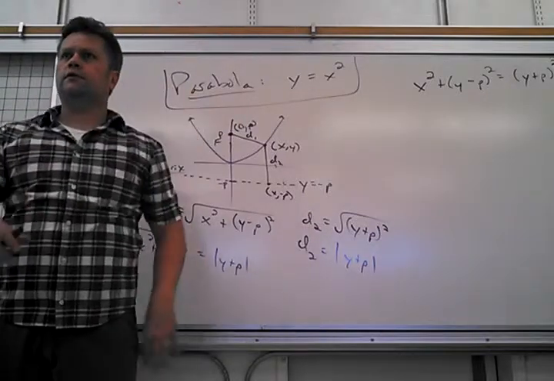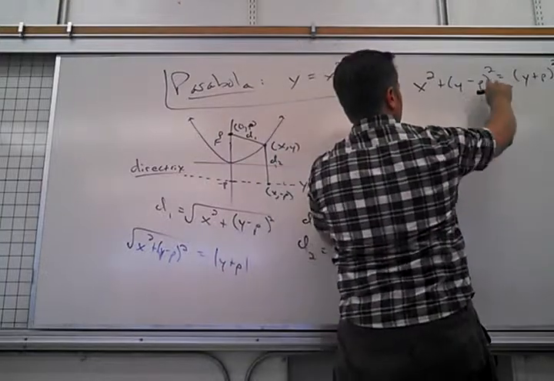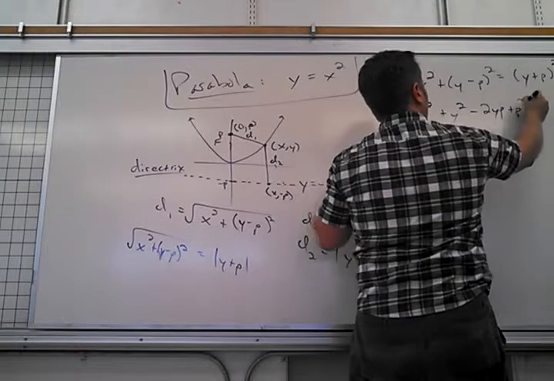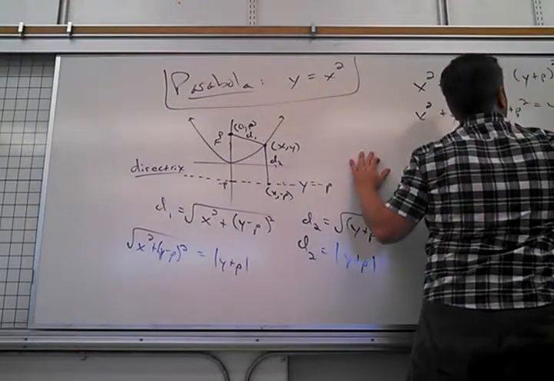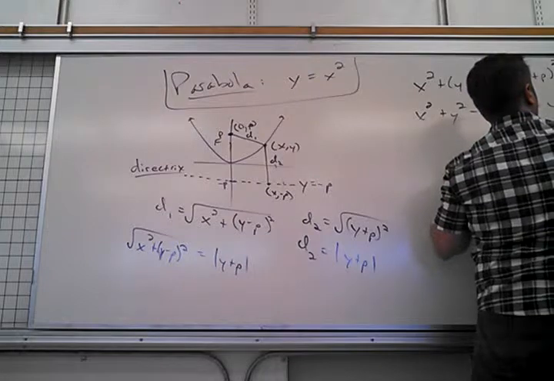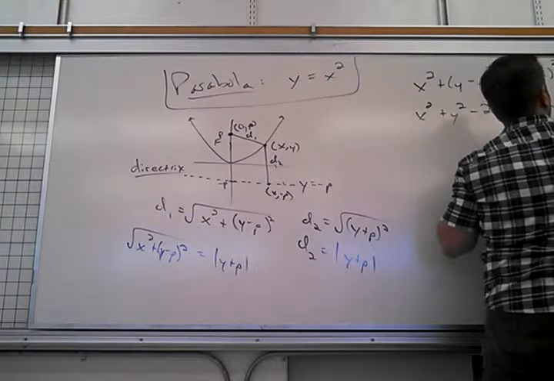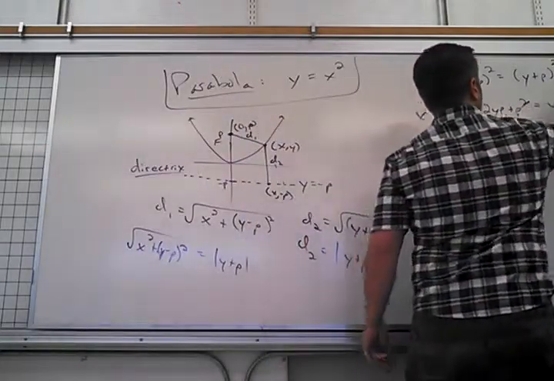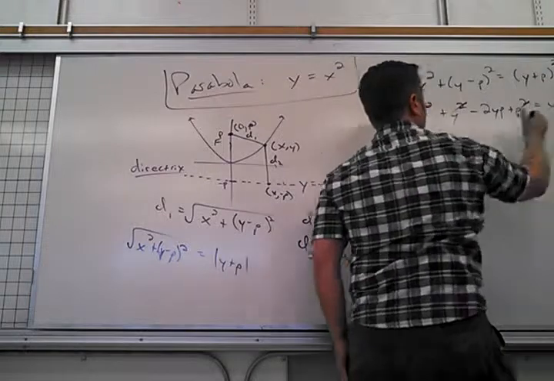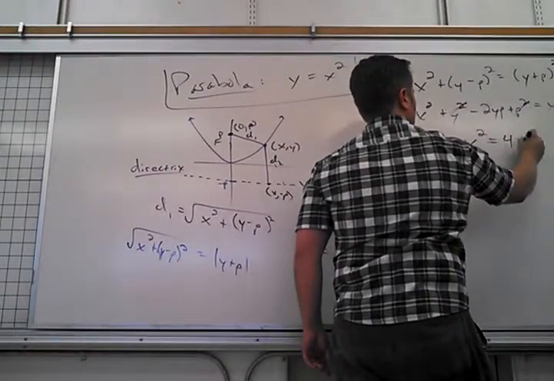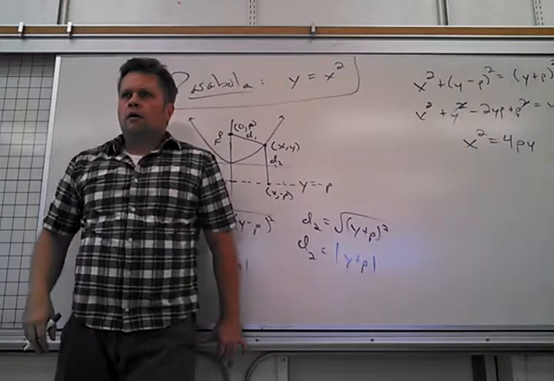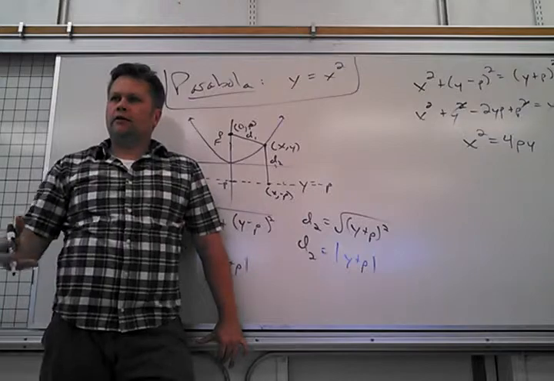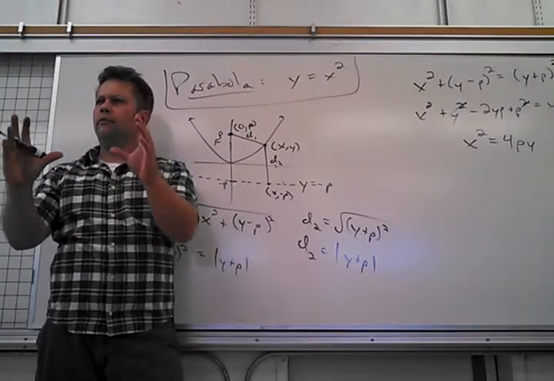And now I just work with this until I get somewhere. So if I FOIL this out, FOIL that out, you see a lot of stuff that cancels. All right, so the y squares and the p squares all cancel. If I add this over, I end up with x squared equals 4py. That is the official standard form for a parabola.